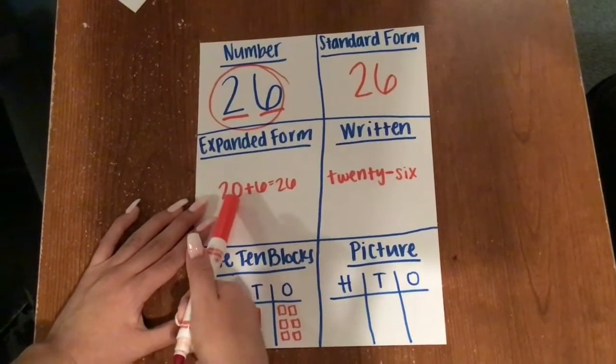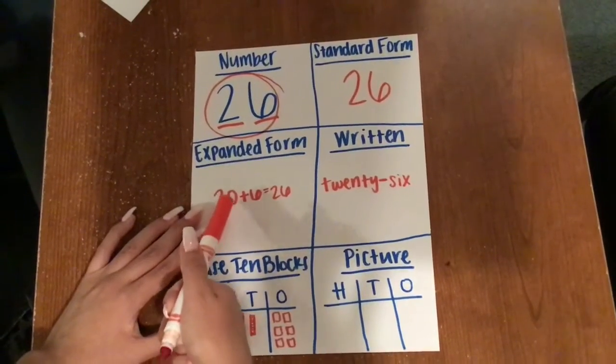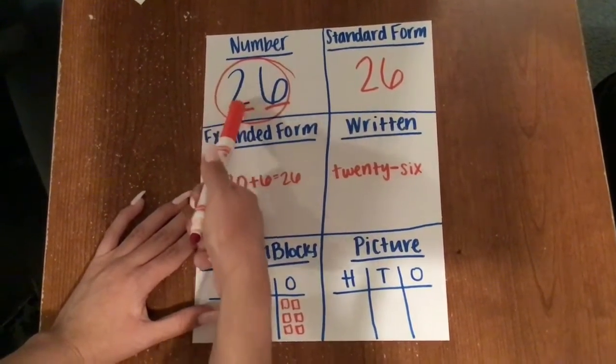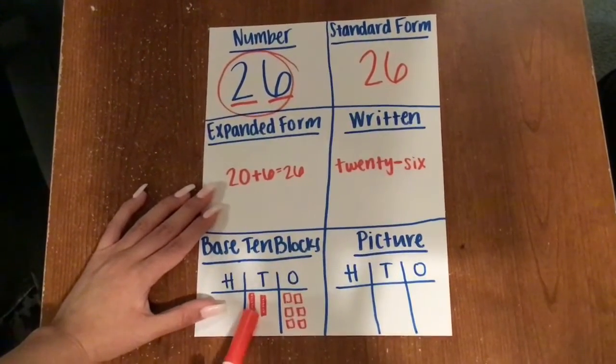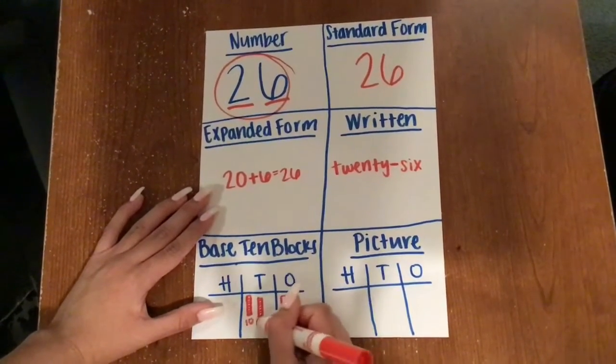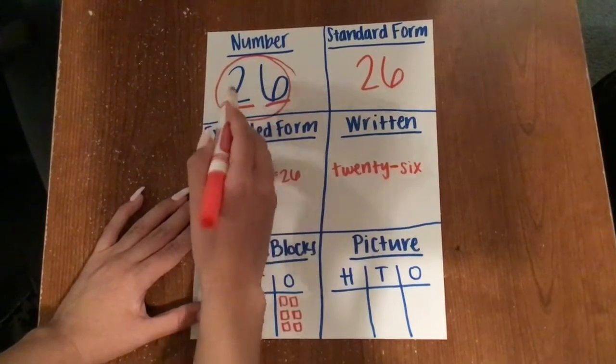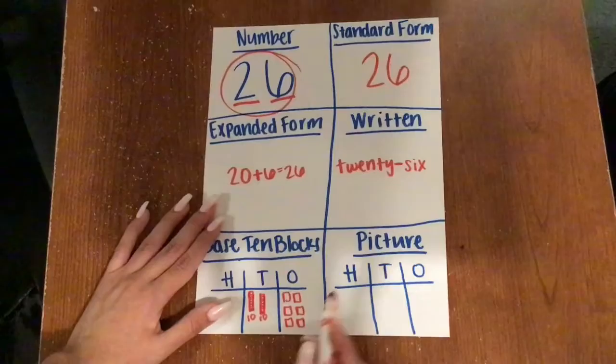So see, this is why in expanded form, this is a 20, not a 2. So the value of the 2 is 20, not 2, because this is 10 and 10, that equals 20. So there's 20 in here. There's 20, not 2.